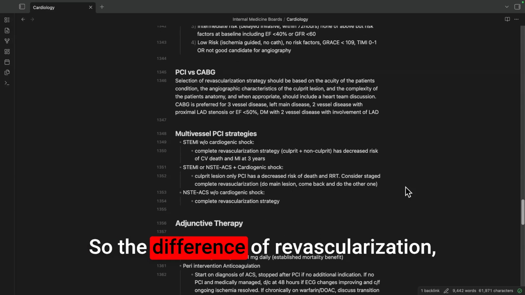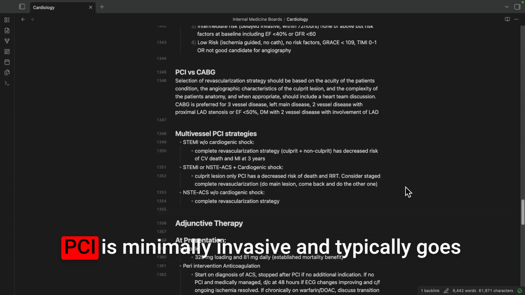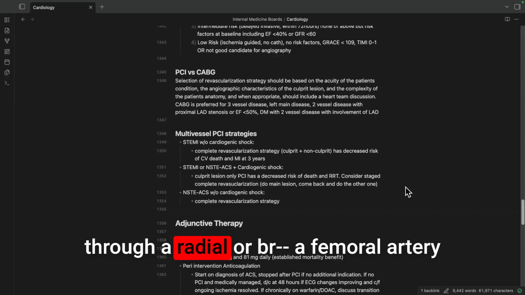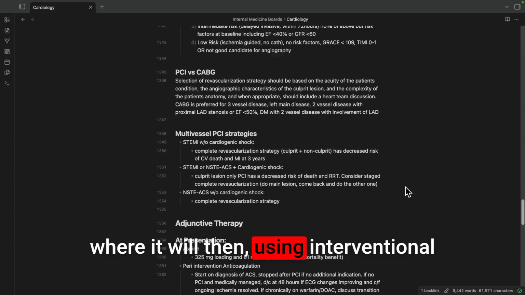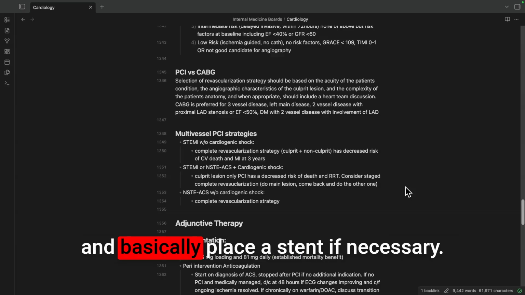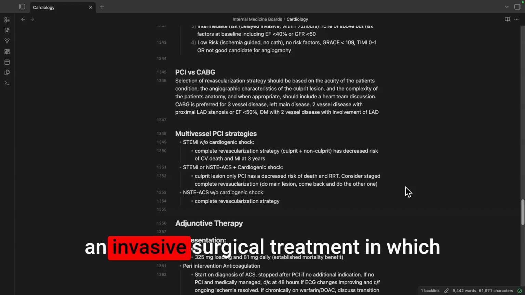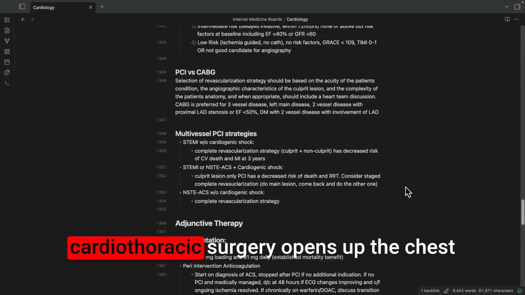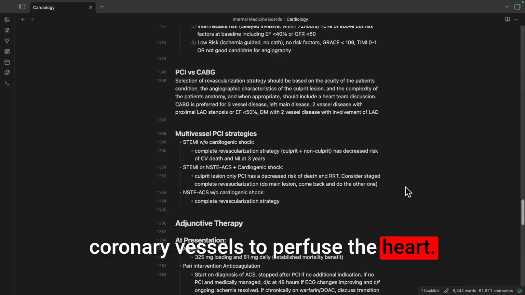So the difference of revascularization, so there's PCI versus CABG. PCI is minimally invasive and typically goes through a radial or femoral artery and will go to the left side of the heart, where it will then, using interventional radiology, perfuse the coronary arteries and basically place a stent if necessary. CABG, or coronary artery bypass graft, is an invasive surgical treatment in which cardiothoracic surgery opens up the chest and basically creates a new graft for the coronary vessels to perfuse the heart.